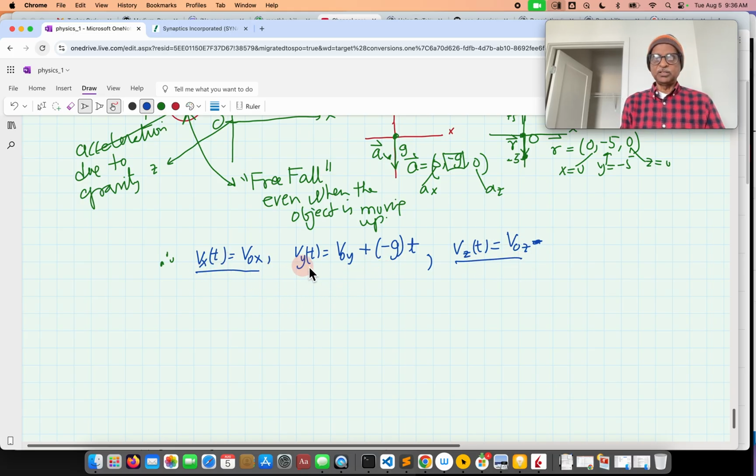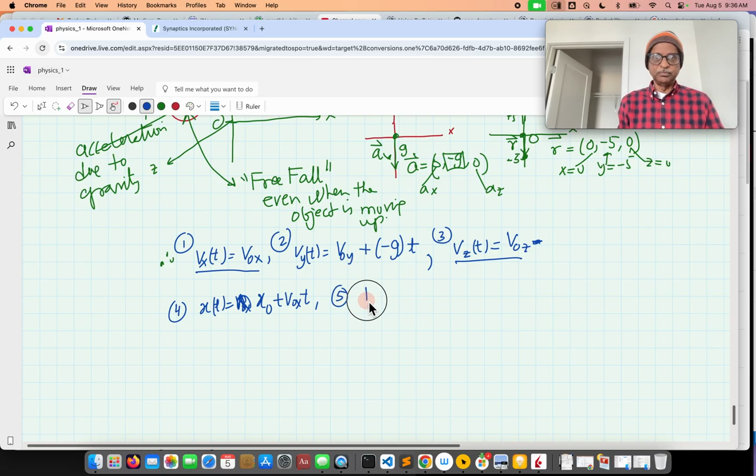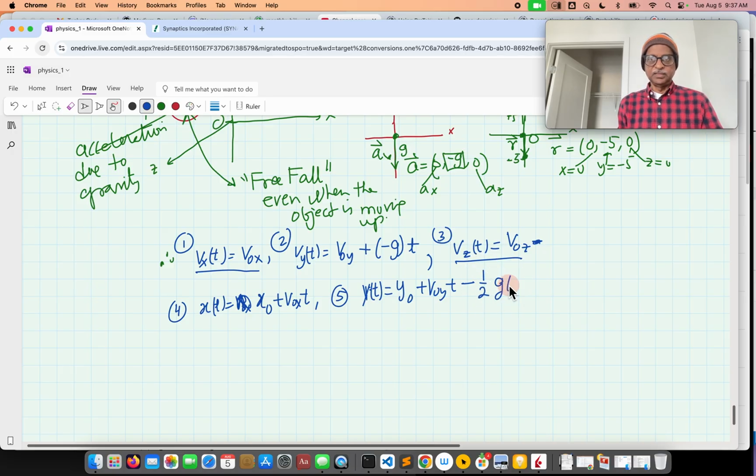There's no acceleration for the x part, no acceleration for the z part, only the y part is affected. So let's call these 1, 2, and 3 again. 4 will be x of t equals x0 plus V0x t. 5 will be y at instant t equals y0 plus V0y t minus half g t squared, and 6 will be z of t equals z0 plus V0z t.